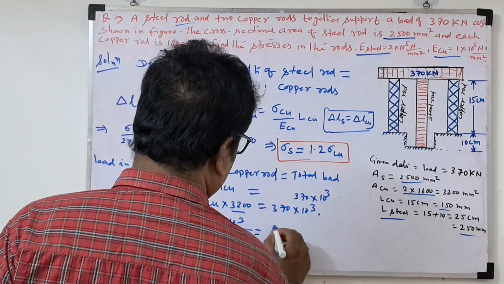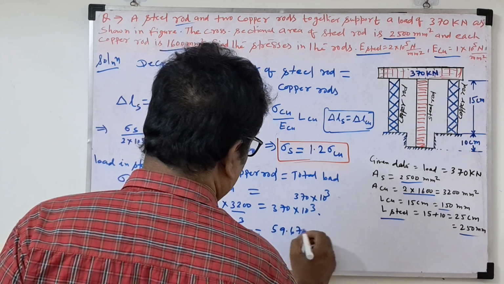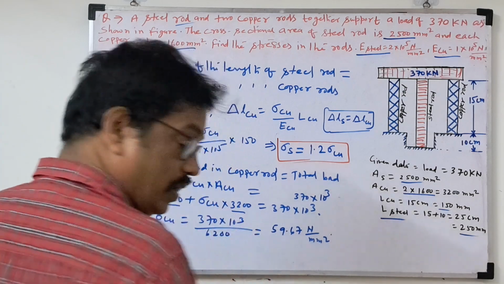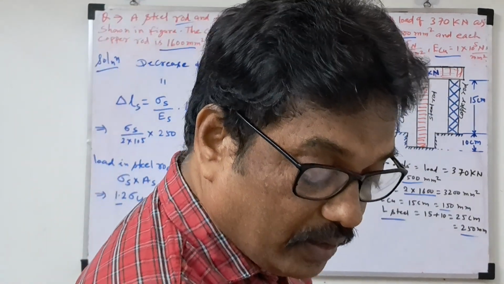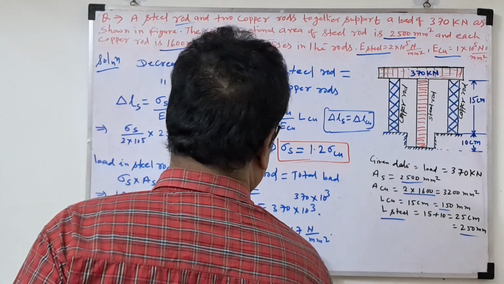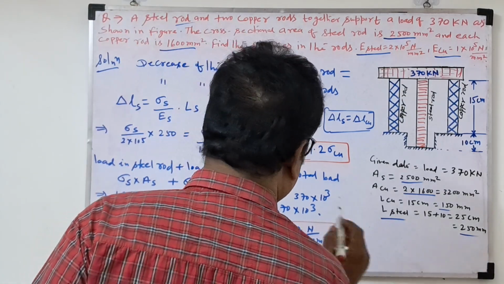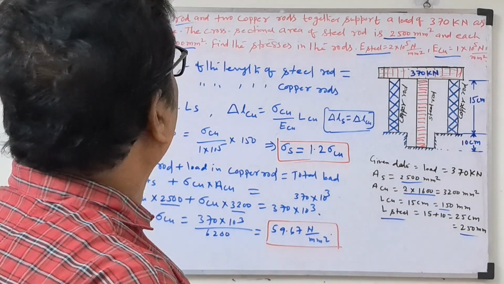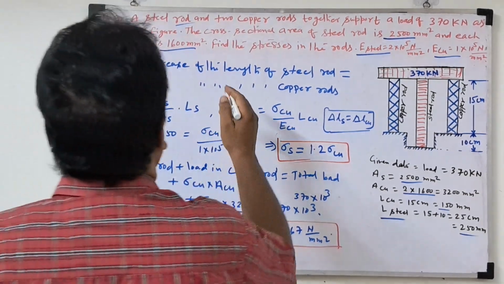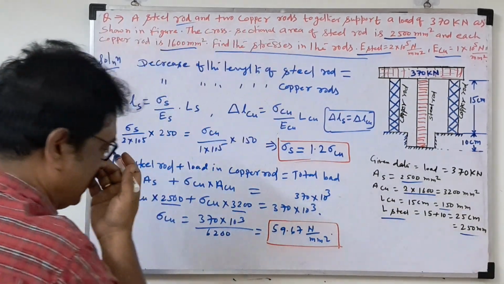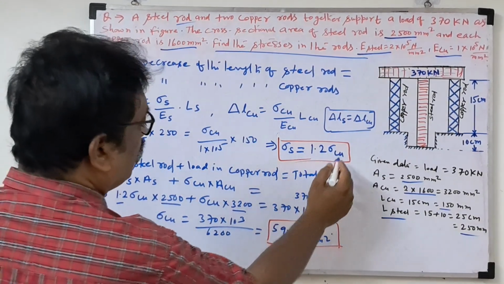So if we solve this, 59.67 Newton per mm square. This is the stress of the copper rod. Okay, now what are they asking? Find the stresses in the rod. Only stresses they are asking.